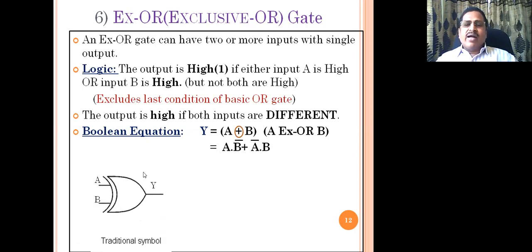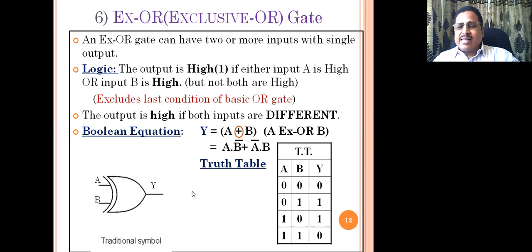Then the symbol for the 2 input XOR gate. It has 2 inputs A and B. Just add the curve at the input of the OR gate, the curve as a part of the X, so exclusive OR gate. The remaining part of the OR gate remains as it is. Let's see here a truth table for the 2 input XOR gate.